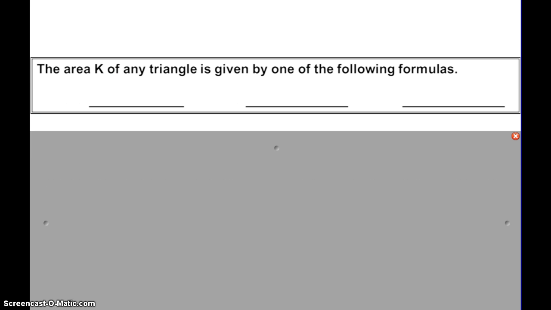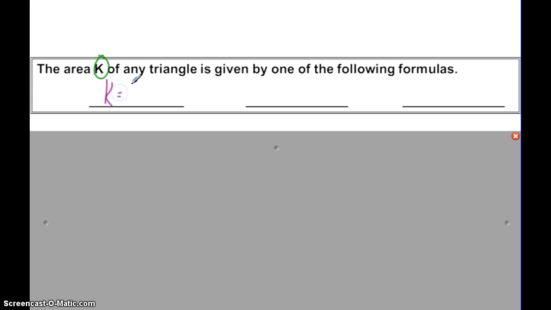To define the formula, to find the area of a triangle, we use the letter K for area because the letter A, which we usually use for area, is already used by one of our angles, right? We have our angles A, B, and C. So we're going to use the letter K for area of a triangle. And we can use any of the following formulas.